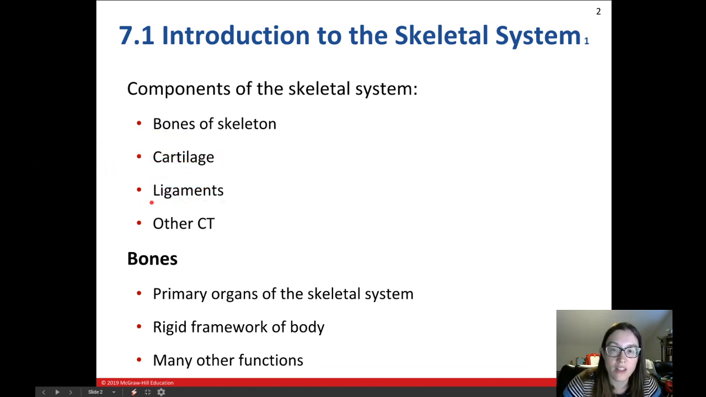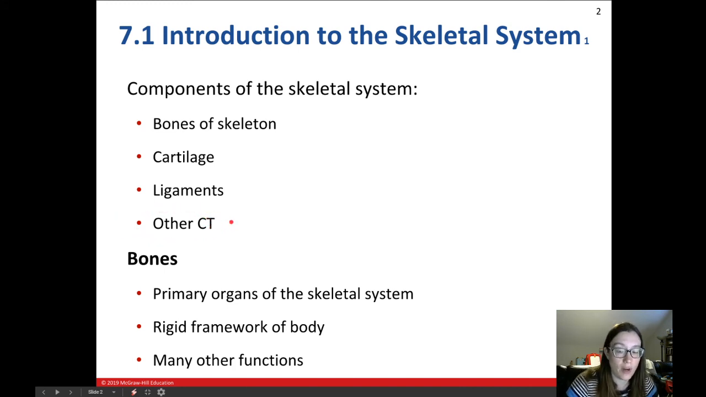Ligaments are strips of dense regular connective tissue, and these strips connect bone to bone. So ligaments connect like to like, bone to bone. And then we have some other connective tissue, specifically the bone marrow, which is made of reticular connective tissue. That's going to be important for some of the functions of bones.